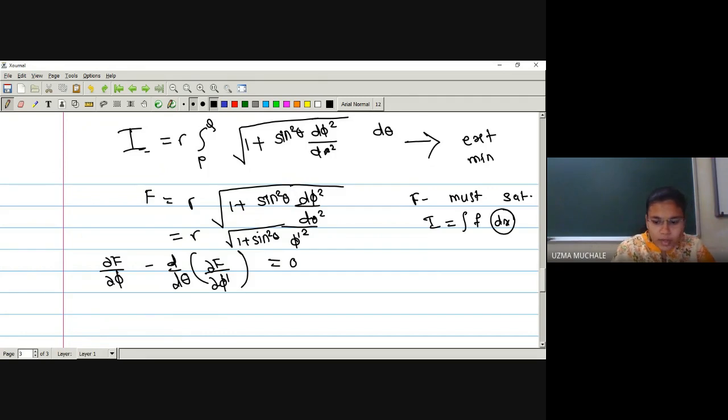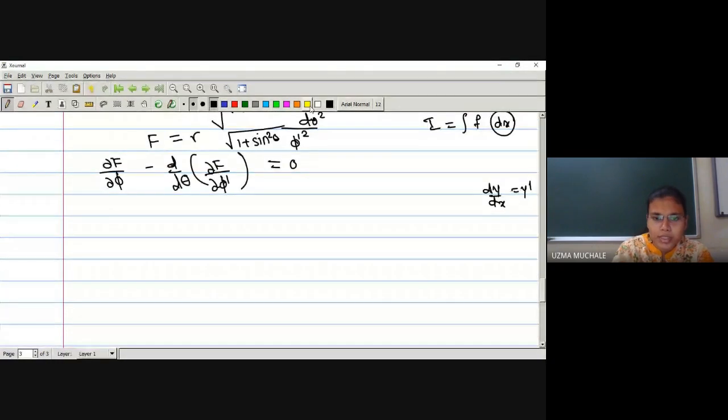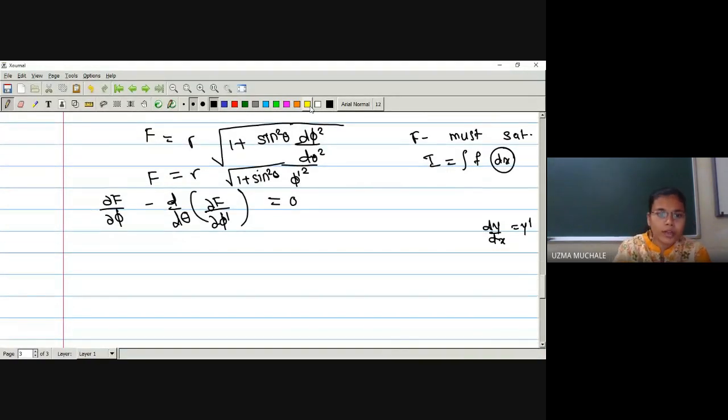Okay, now let us find out the next values. What do you have to do now? Dou f by dou phi. We have to find out f, which is known to you, and you know phi dash also. Phi dash means d phi by d theta, just like our dy by dx, which is y dash. So here also I have renamed d phi by d theta as phi dash, and as it is a square, I have written phi dash square. Now tell me what is the value of dou f by dou phi.